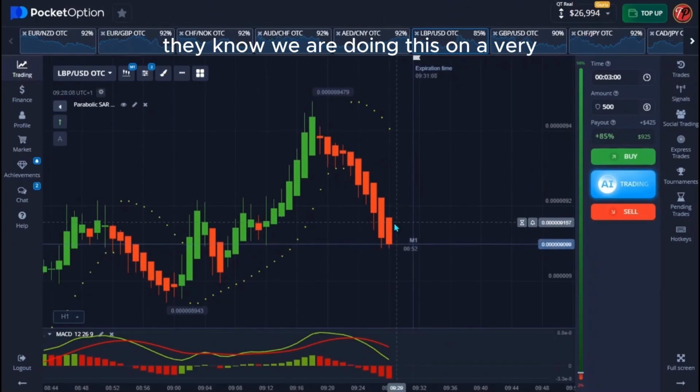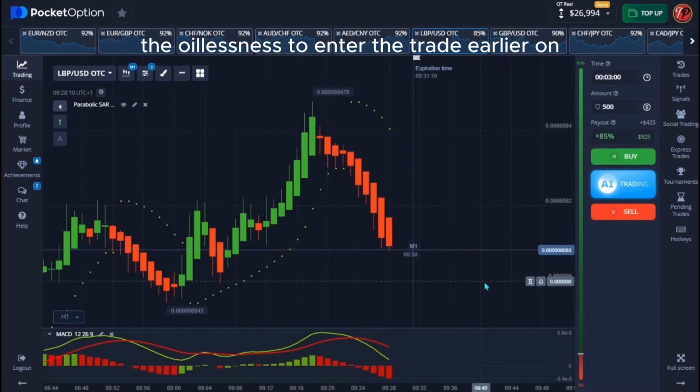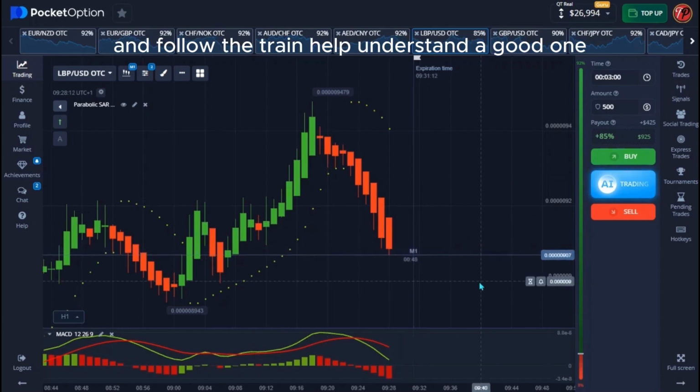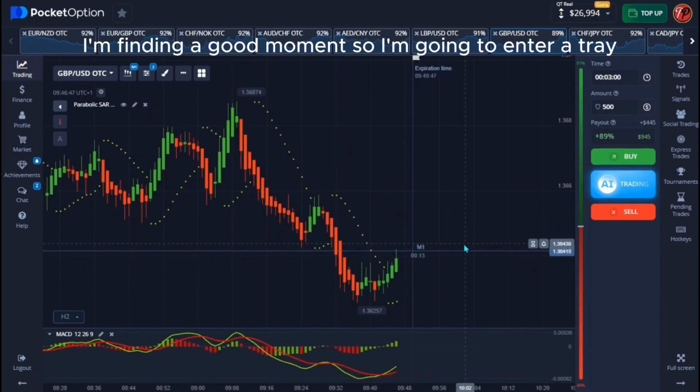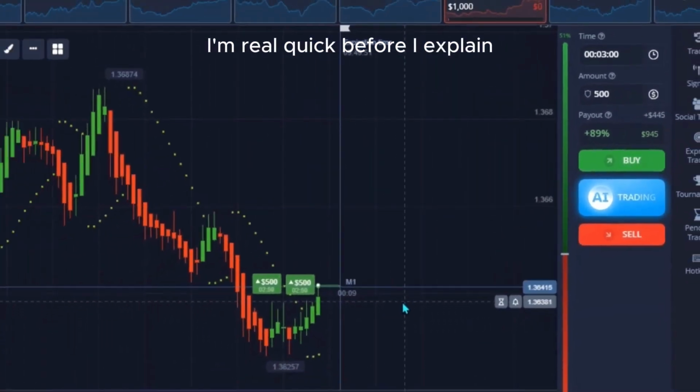You know, we are doing this on a long period of time. We always need to enter the trade earlier on and follow the trend. I hope you understand. A good one there. Let me check another moment. All right, over here I'm finding a good moment. So I'm going to enter a trade real quick before I explain.